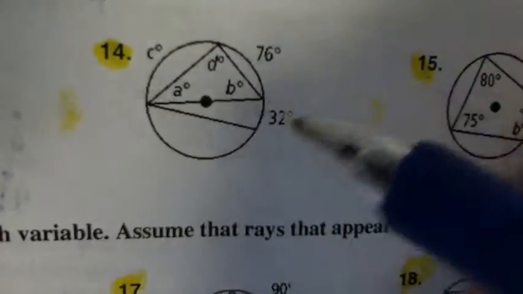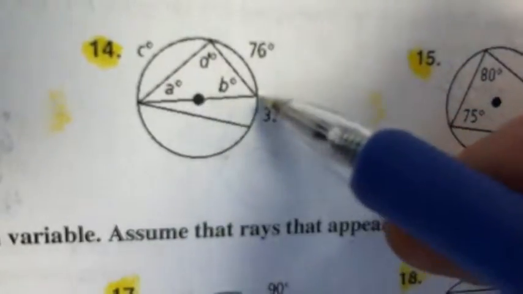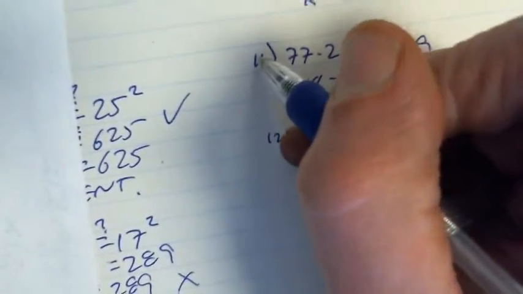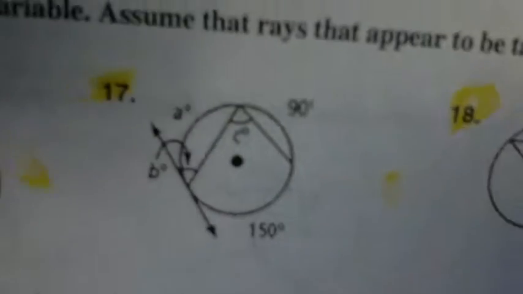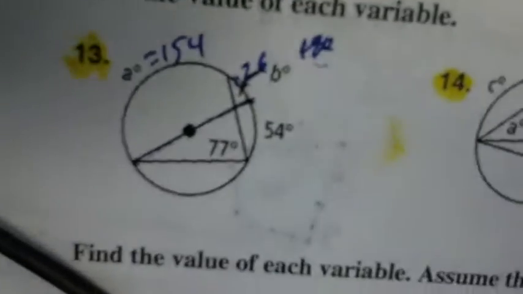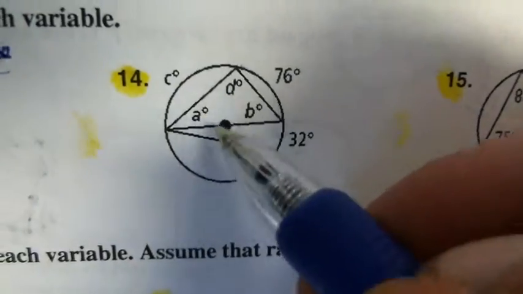This one. This 76 is cut out by this angle A, so that's going to be half. So that's 13, I guess. There's 14. So 76 divided by 2 turns out 38. That was A. All right. So A was 32.